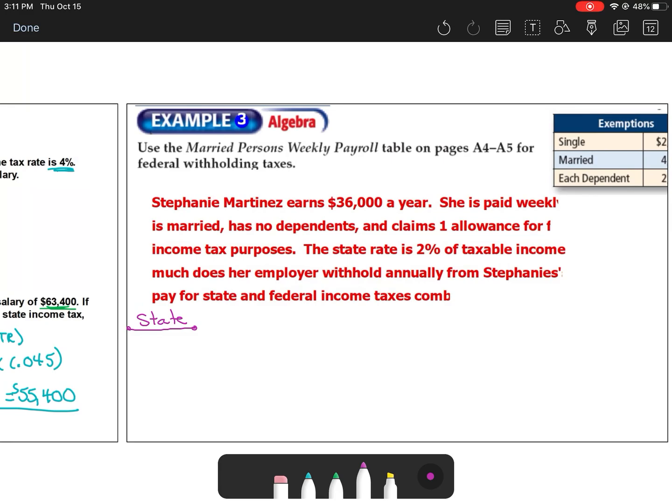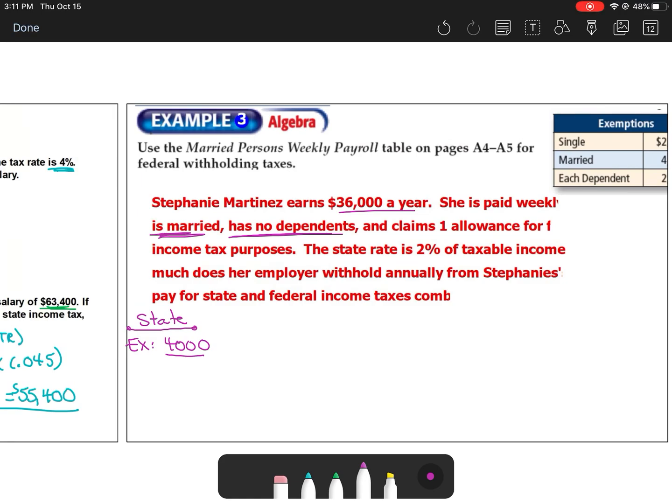Okay, so she makes $36,000 a year. She is married and has no dependents. So that's what I'm looking at for state. So my exemptions, she's married, I get $4,000, and no dependents, so plus 0. So the only exemption she has is $4,000.